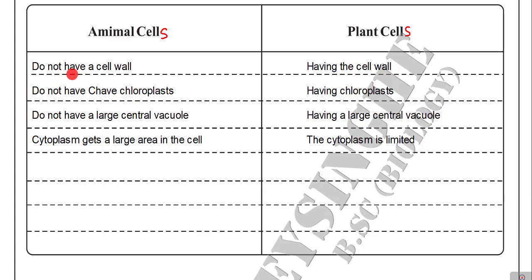I'll explain. Animal cells do not have a cell wall. Only plant cells are having the cell wall. Many plant cells are having it. Do not have, right? That's a mistake.